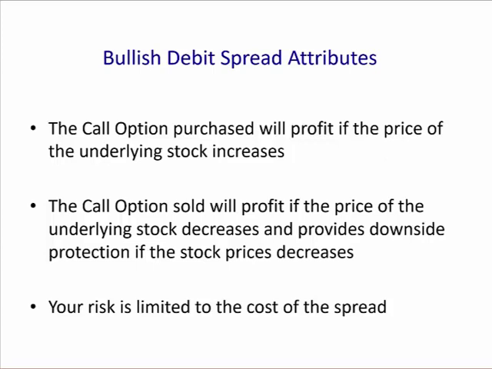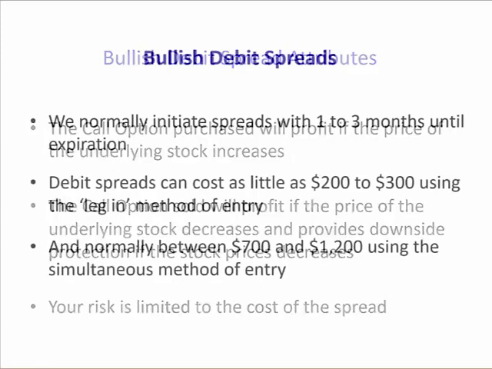So the call option that you purchase will profit if the price of the underlying stock increases, and the call option that you sell will profit if the price of the underlying stock decreases, and it provides downside protection if the stock price decreases. And as I mentioned, your risk is limited to the cost of the spread.